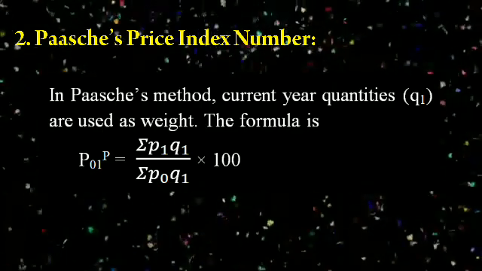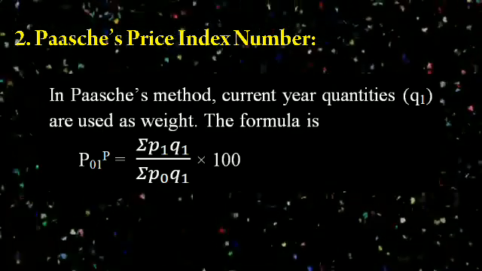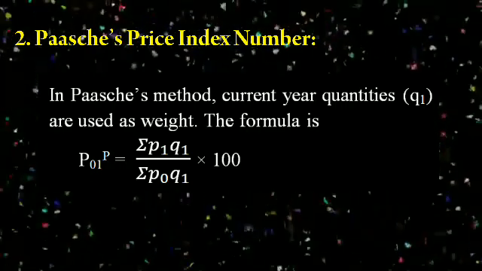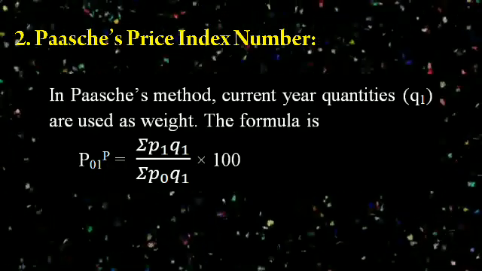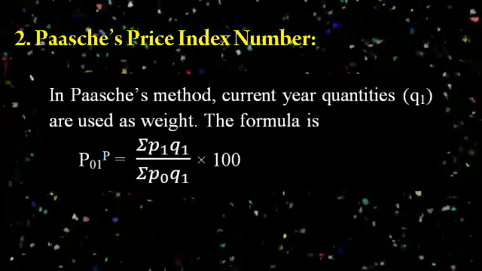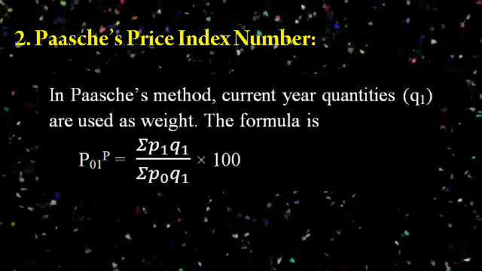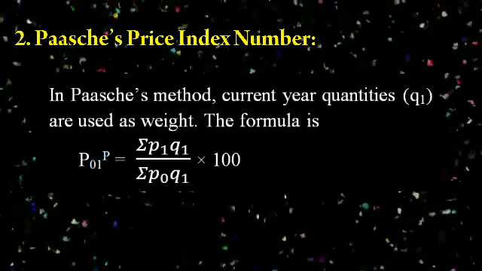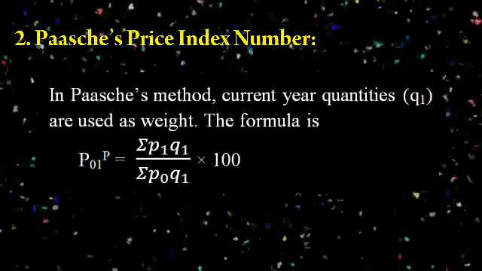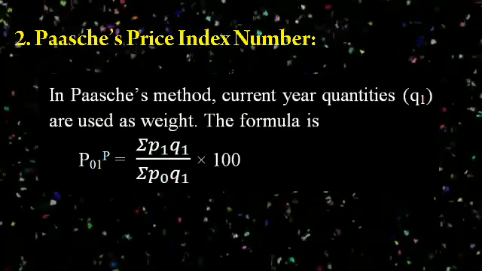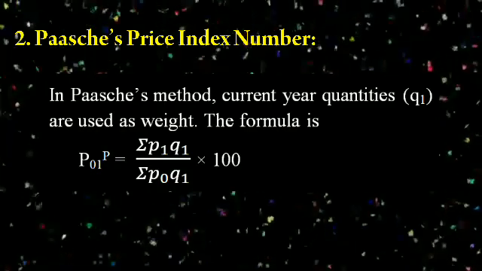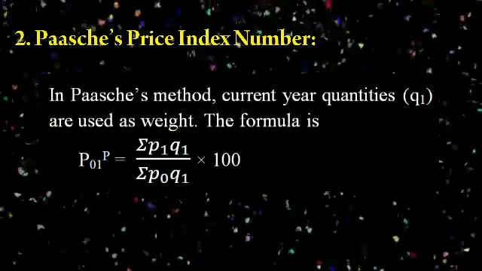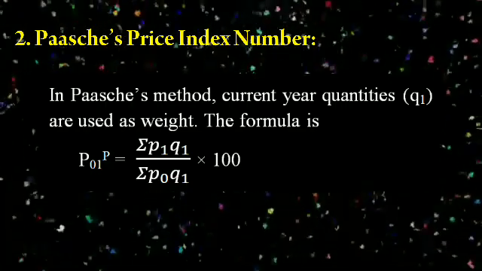Here current year quantities are fixed. Current year quantity is denoted as Q, current year is 1. So Q1 is fixed for both numerator and denominator. Understood? In the previous method, it is sigma both the sides, P1 by P0, Q0 was fixed. Here sigma on both sides, numerator and denominator, P1 by P0, current year quantities Q1 divided by Q1, which is the same, and the formula is multiplied by 100. So P01 of P equal to sigma P1 Q1 divided by sigma P0 Q1 into 100.